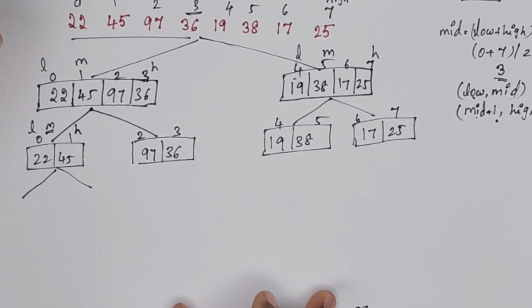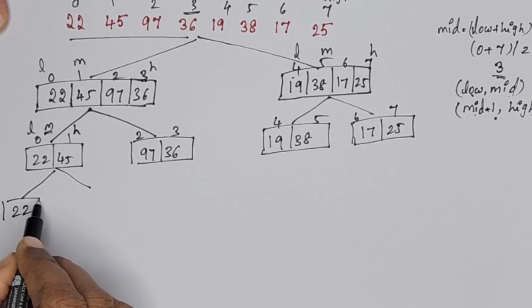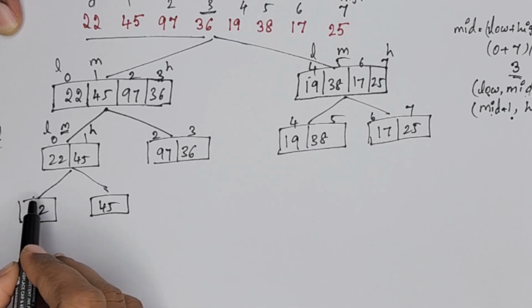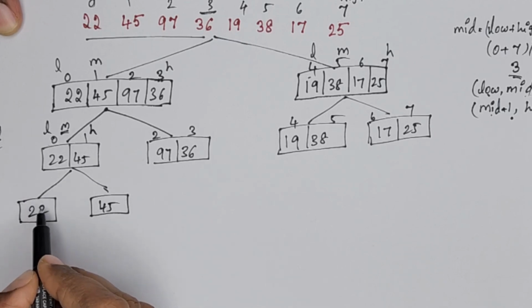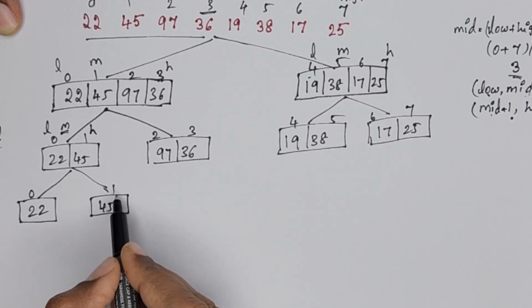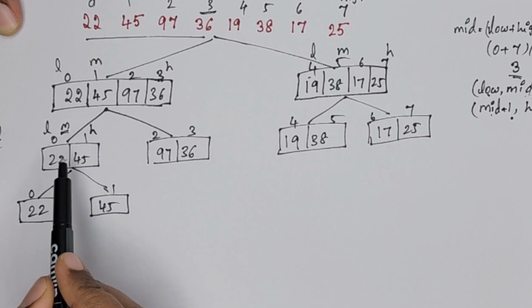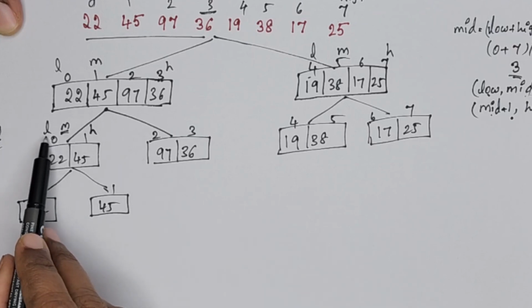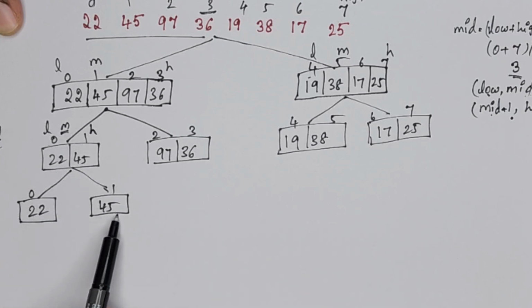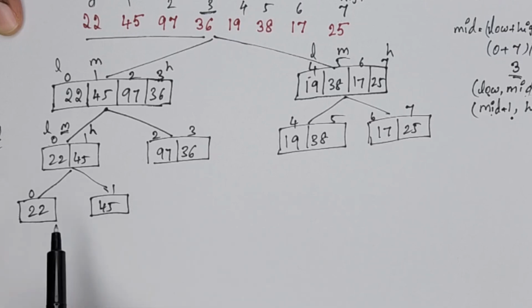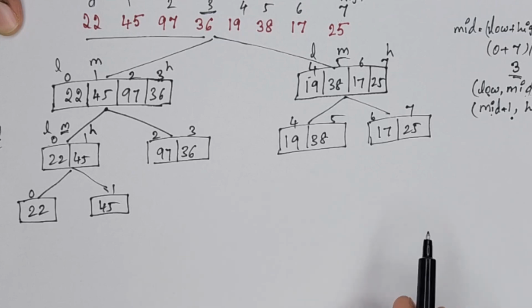Low to mid means only one element, that is 22. Mid plus 1 to high means only one element, that is 45. Now, there is only one element. If there is only one element, low is 0 and high is 0. Here also low is 1 and high is also 1. If low is less than high, it means the array has more than one element. Low equals high means there is only one element in the array. If low is less than high, only then we have to divide. Otherwise, no need to divide. Like this, until the array has one element, we have to divide.